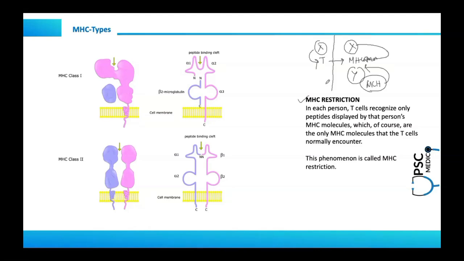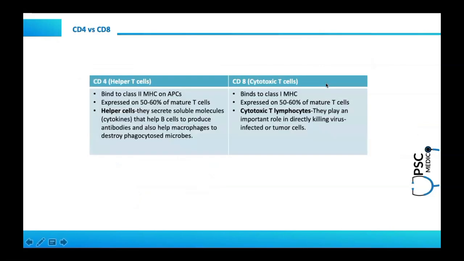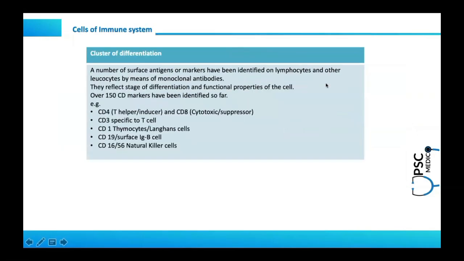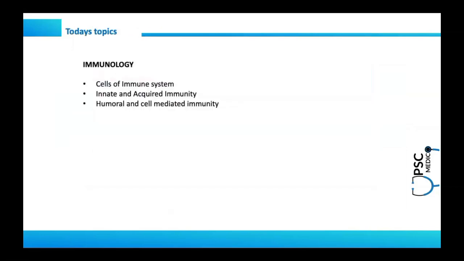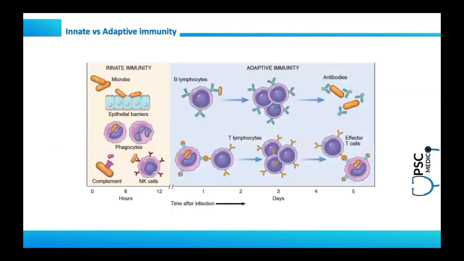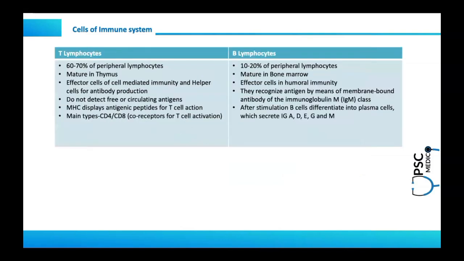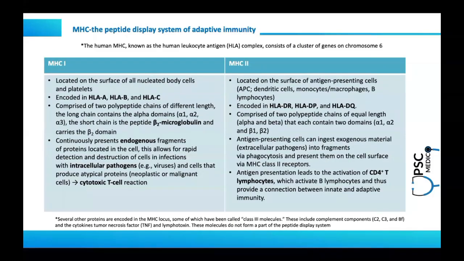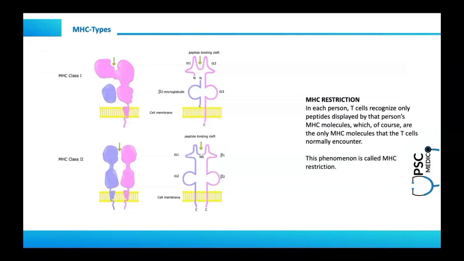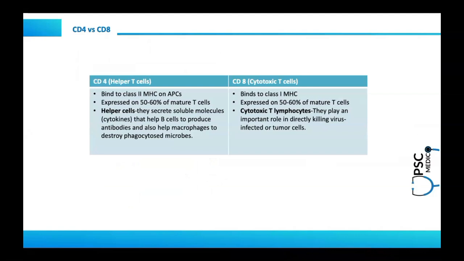And that's the reason whenever the person Y comes, instead of detecting the peptide, the T cells will detect the whole of the MHC as a foreign antigen, and they'll mount an immune response. So what we're doing, let me go back and make sure that we are on track. You know the innate and adaptive immunity. You know what the cells of the immune system are. You know clearly the lymphocyte, what is CD, and the basic difference between T and B lymphocytes, and the difference between MHC1 and MHC2 with all the classic stuff, and also the image of the MHC and its structure, and what is MHC restriction.